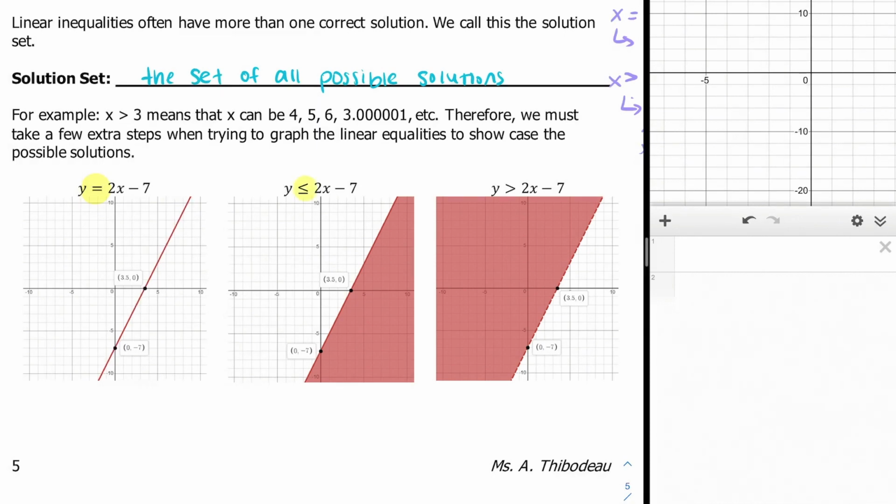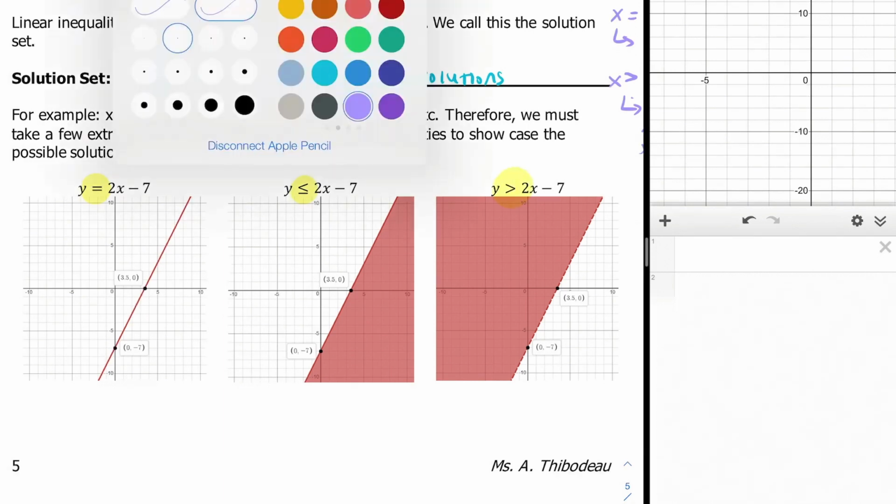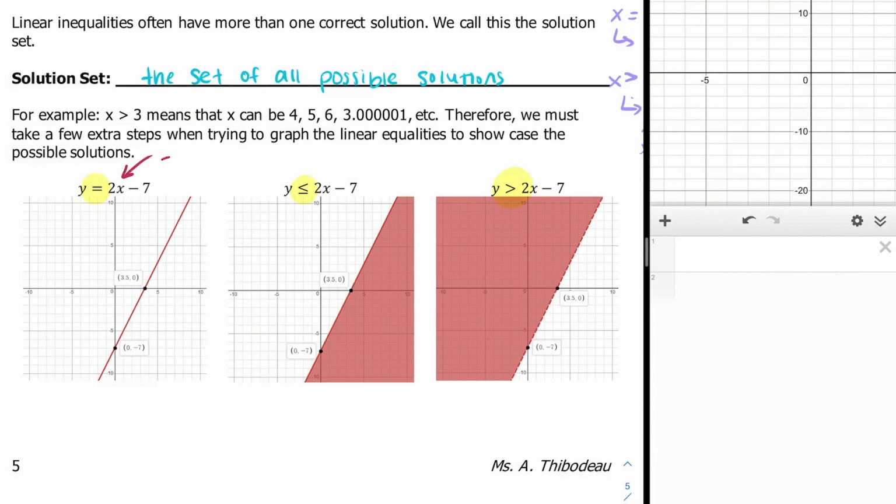There's an equal sign there. The second one is an inequality, and the third one is also an inequality, right? So here we have an equation, and here we have an inequality, and here as well.